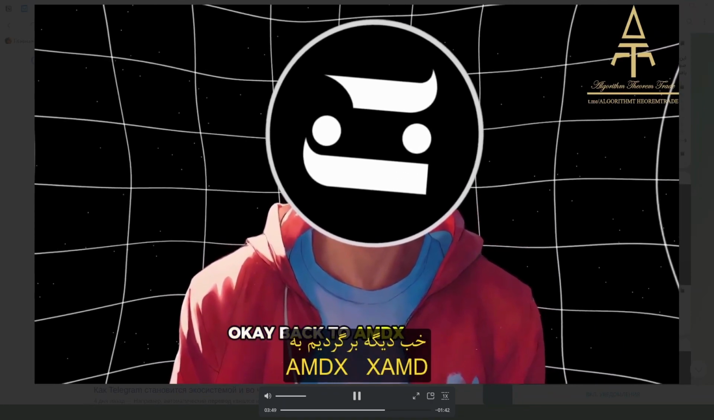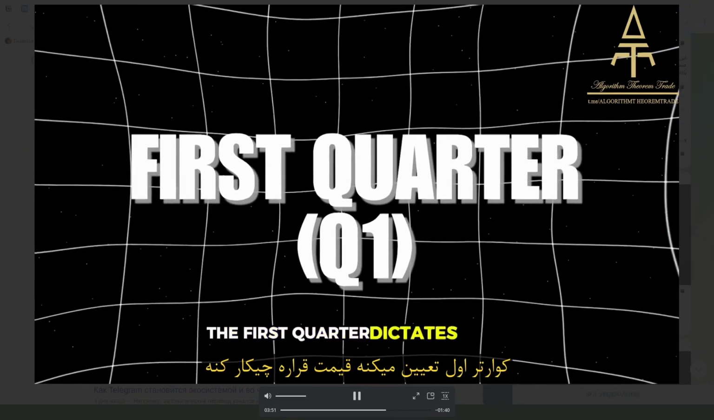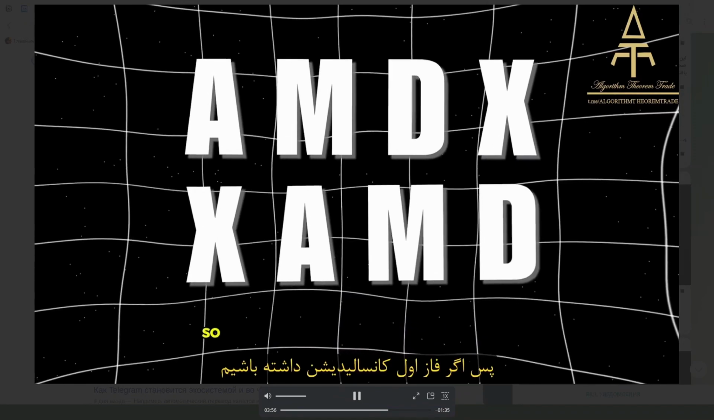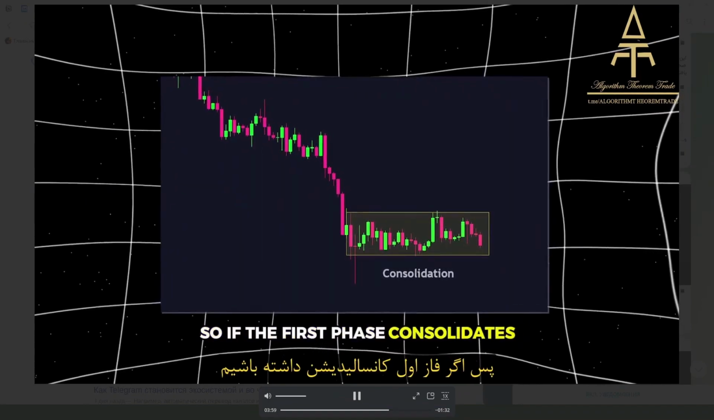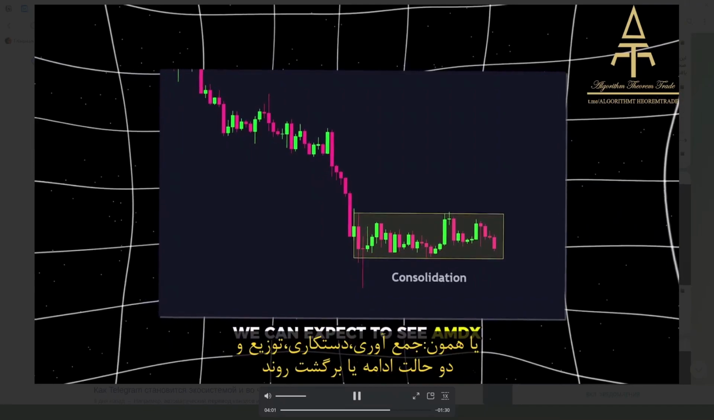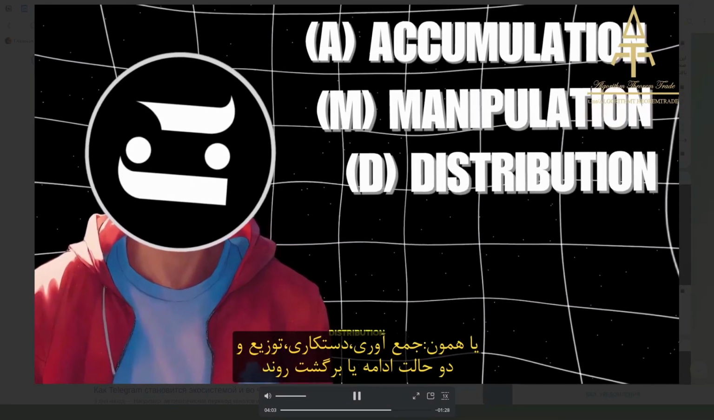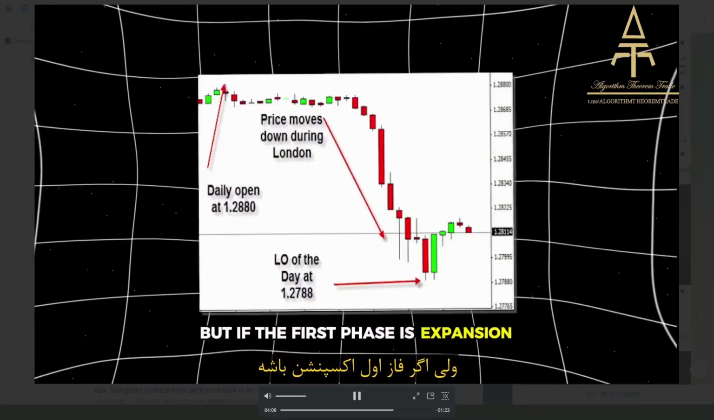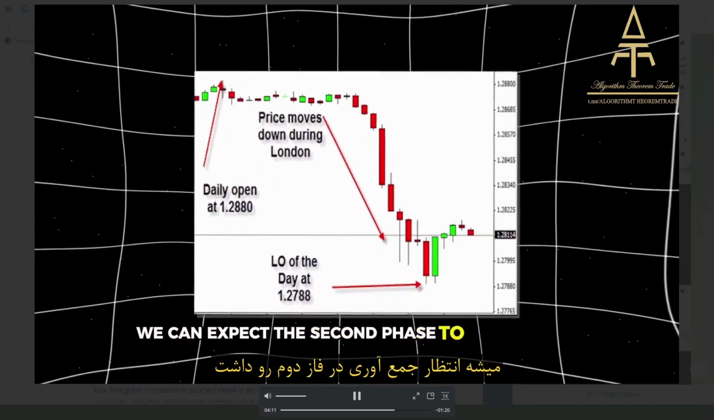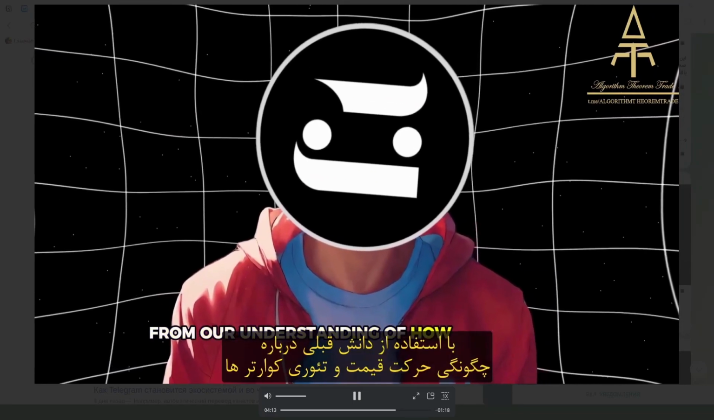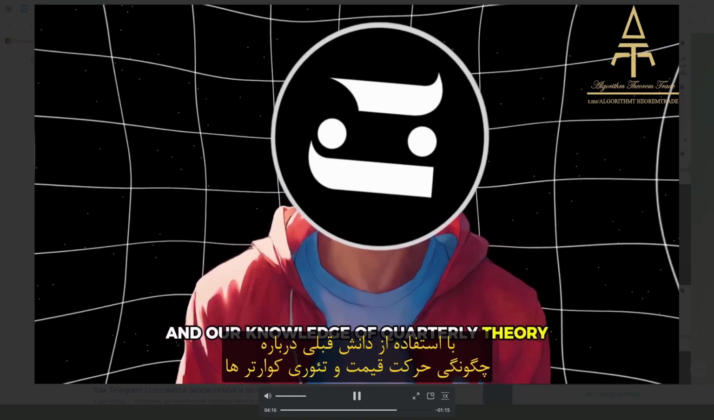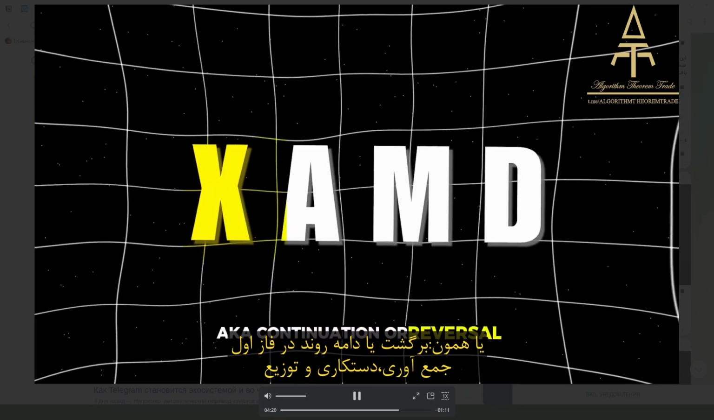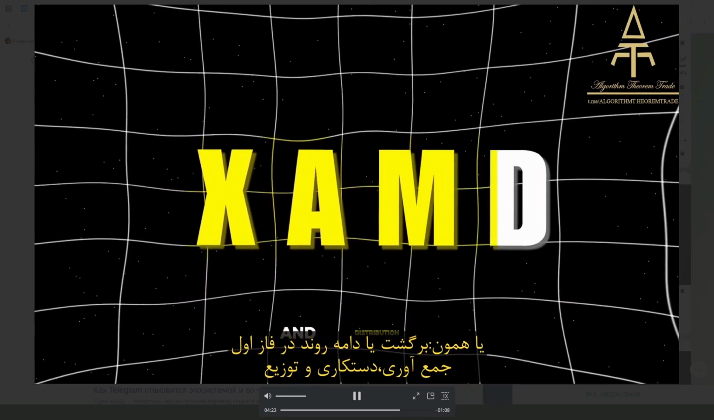Okay, back to AMDX and XAMD. The first quarter dictates what the price is going to do and if it will be AMDX or XAMD. So, if the first phase consolidates, we can expect to see AMDX, aka accumulation, manipulation, distribution, and continuation or reversal. But if the first phase is expansion, we can expect the second phase to accumulate. From our understanding of how price books and our knowledge of Quarterly Theory, we can now safely expect to see XAMD, aka continuation or reversal, accumulation, manipulation, and distribution.